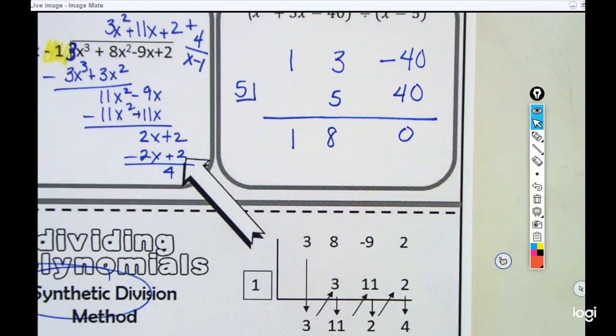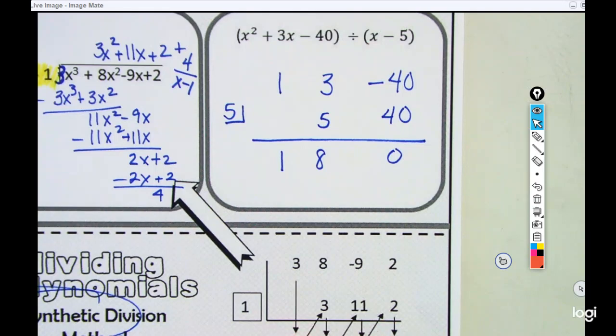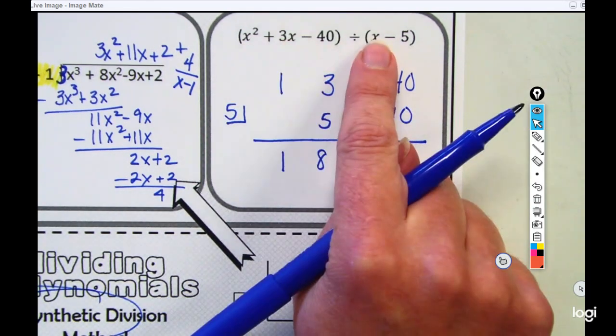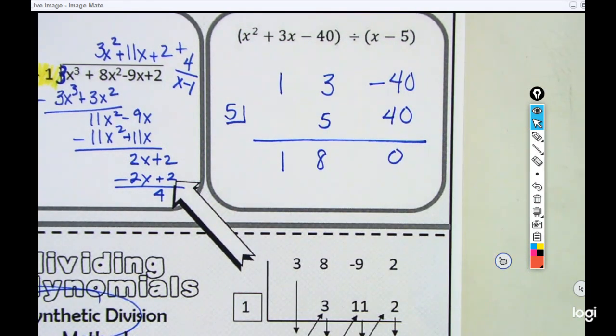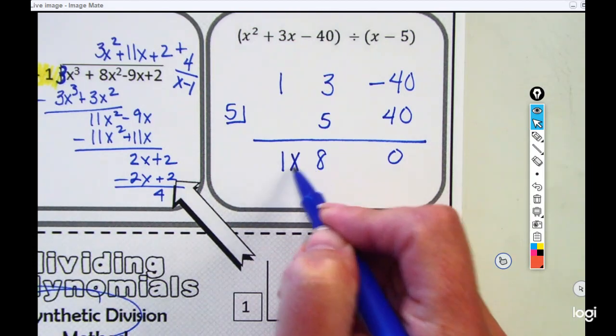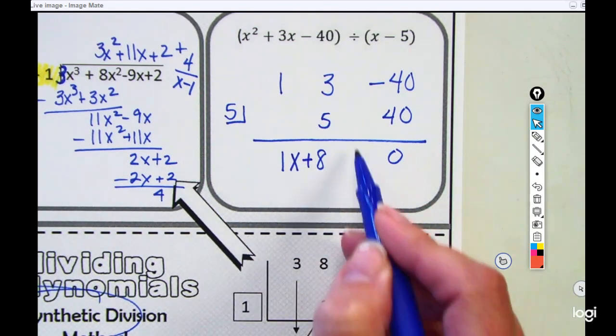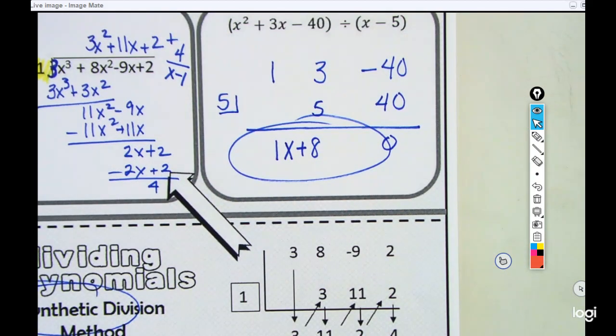No remainder. So now I've got to look at my original problem. What is x squared divided by x? So this is 1x plus 8, no remainder. Did I need to even put the 1 there? Could I have turned that into an x? Okay. What do you think? That is so much easier. That's way more fun than long division, isn't it?